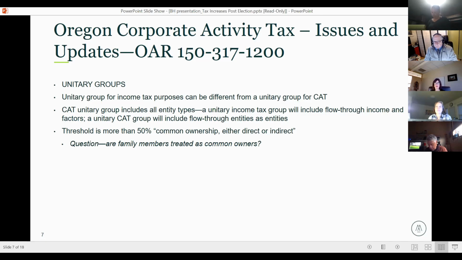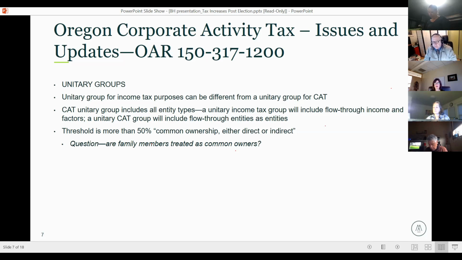Another open area, somewhat related, would be if you have three individuals, whether or not they're related, let's say they're unrelated, three individuals that each own one-third of two different partnerships that would operate in a common business. Would that be classified as common control, so that those two entities would file one CAT return? Each one would still file an Oregon income tax report, and each one would still issue its own K-1s. But for CAT purposes, there's a possibility that that would be one entity rather than two.